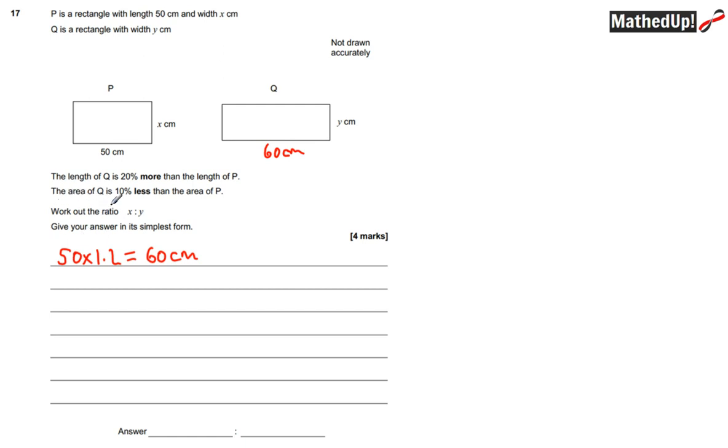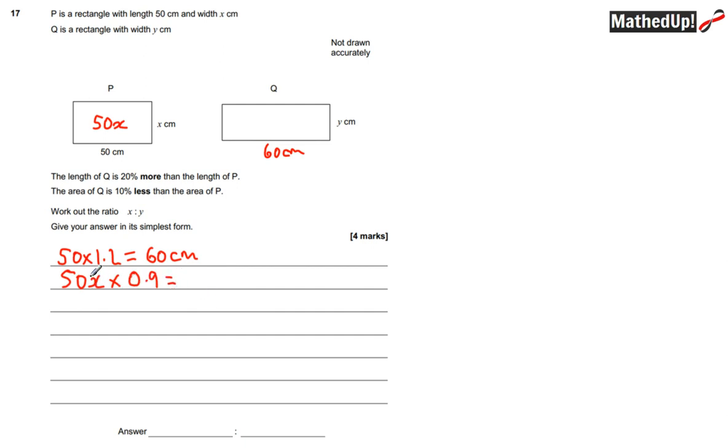we also know that the area of Q is 10% less than the area of P. Well, I know the area of P is going to be its length times its width, so that's 50 times x, so the area is going to be 50x. So that means that that's going to be 10% less, so I need to do the area of Q, which is going to be 50x times 0.9, and that reduces it by 10%, and that will tell me what the area of Q is.